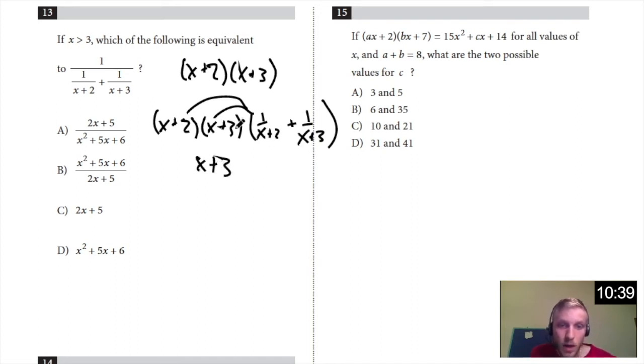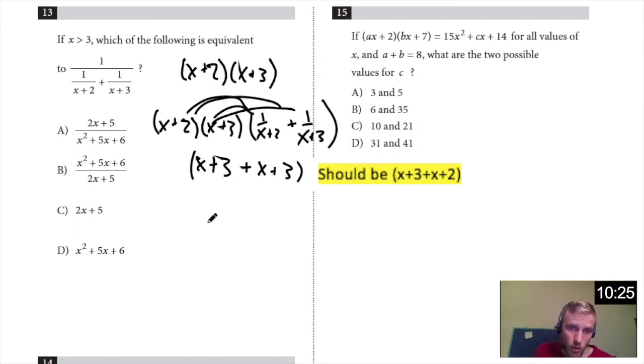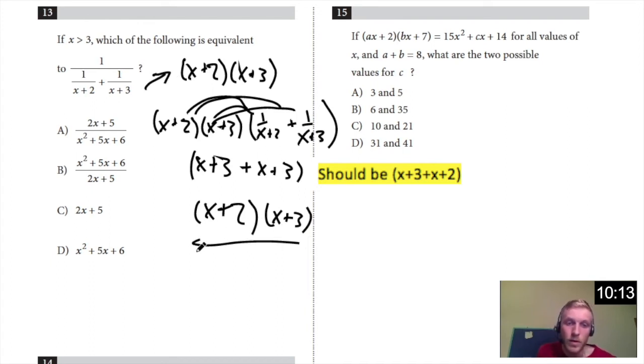X plus 3, when we multiply here, we distribute. Our x plus 3 over x plus 3 is going to cancel out, and we're just going to be left with x plus 2 plus x plus 3. This is our denominator, so we can write our whole equation out as the numerator, x plus 2 times x plus 3. Remember, this was our numerator. I'm just going to write it over our denominator.